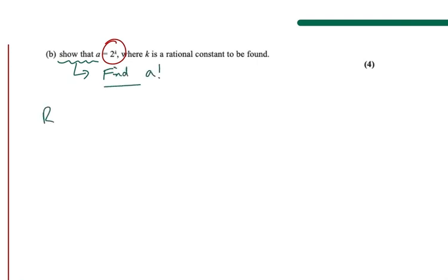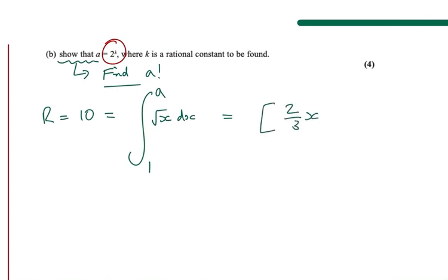Well, we know that r, which equals 10, remember it's that shaded region, was the integral between a and 1 of root x dx. And we've already said that that is 2 over 3 x to the power of 3 over 2 when we integrated it in the second part of this question. But this time the limits are between a and 1. Make sure that you're happy with the fact that the limits are the limits of this region R this time.